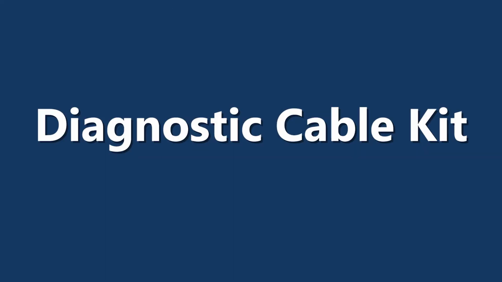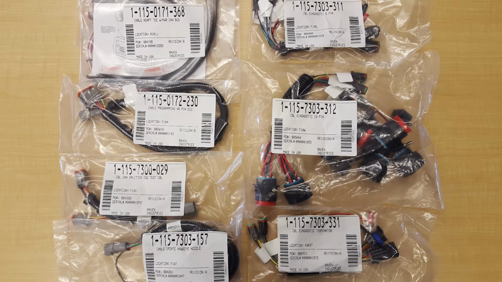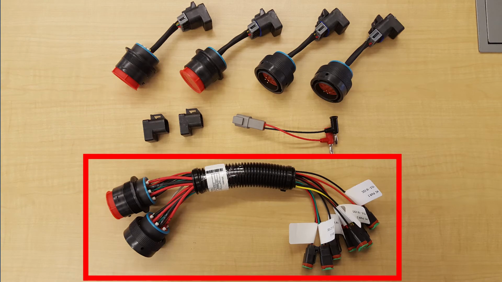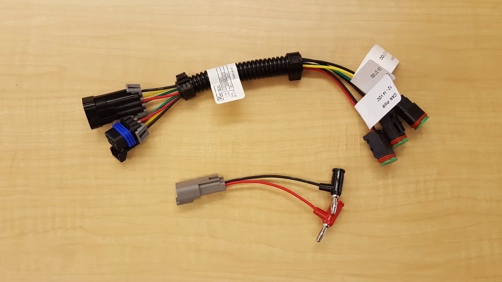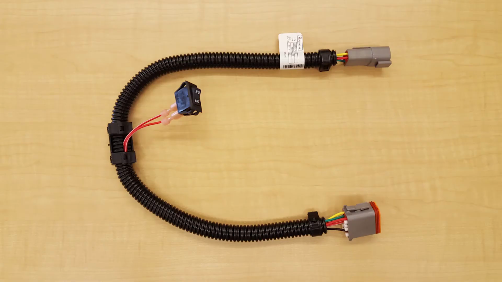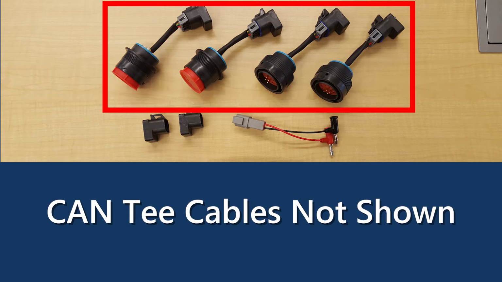To help you in this, we have a Diagnostic Troubleshooting Kit. It's part number 117-1007-051. This kit includes many cables that can assist you. There is a 6-pin diagnostic cable, a 19-pin diagnostic cable, a terminator diagnostic cable. There is also an NCV update cable and main ECU update cable, and other CAN power Ts and terminator adapters.